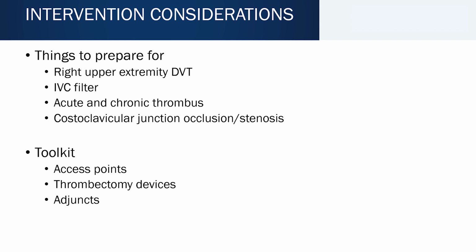Really important things to also consider is what is in the available toolkit. Things like where can we access the different blood vessels that we need to? What are other thrombectomy devices that are available? What are their adjuncts? What might we need?